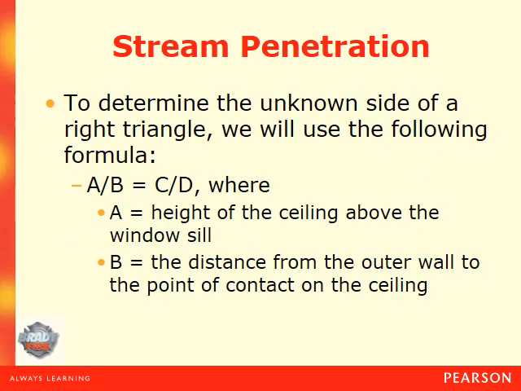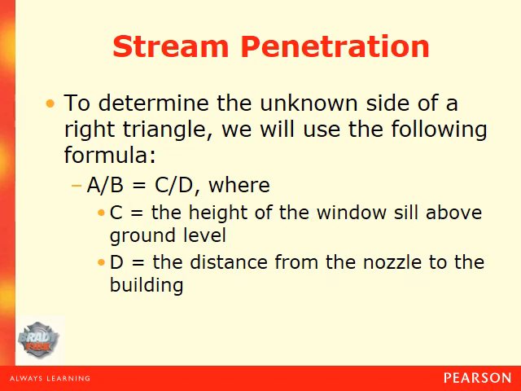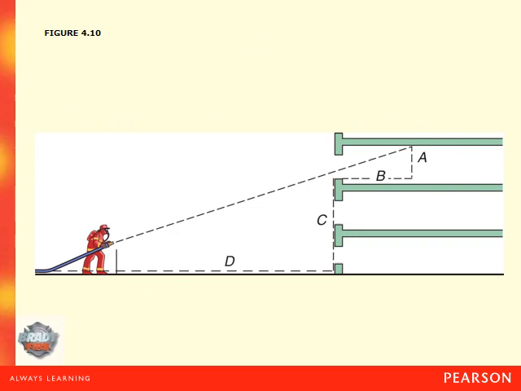To determine the unknown side of a right triangle, we must use the following formula. A over B will equal C over D, where A is the height of the ceiling above the windowsill, and B is the distance from the outer wall to the point of contact on the ceiling. A over B will equal C over D, where C is the height of the windowsill above the ground level, and D is the distance from the nozzle to the building. So it's going to look something like this.